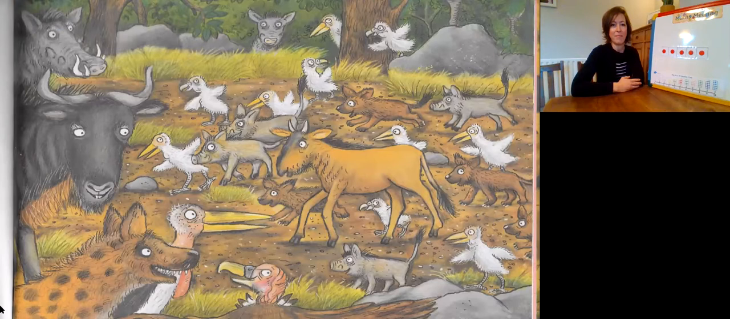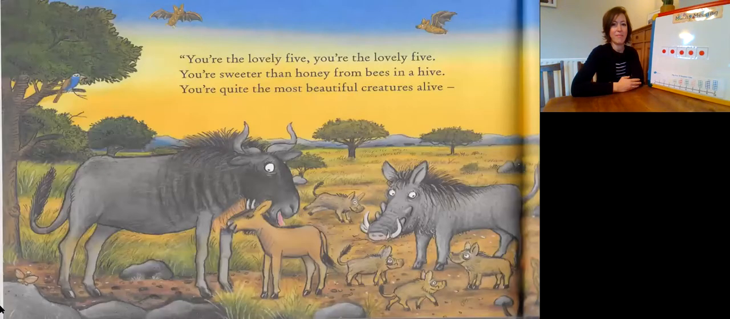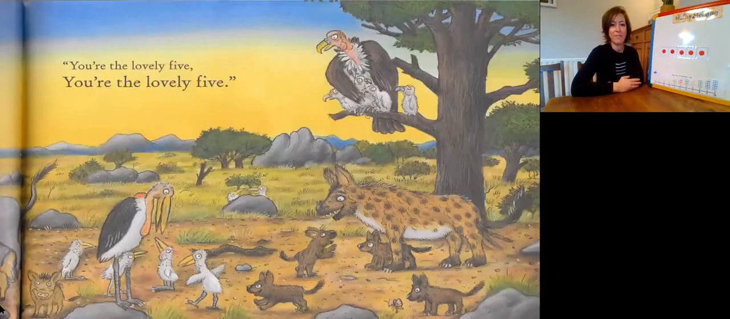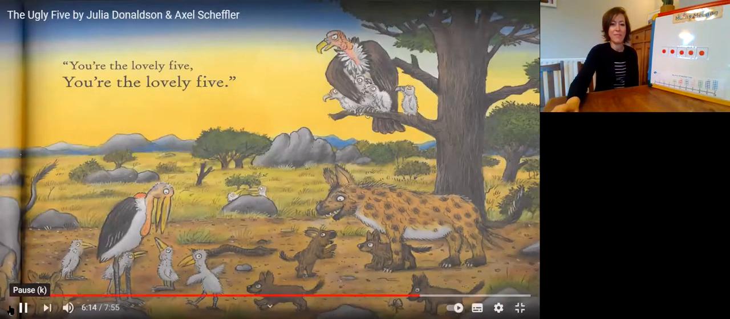We really don't think you look ugly at all. You're beauties, you're bombshells, the bells of the ball. You're kind and you're cuddly, you're brave and you're strong, and that is our reason for singing this song. You're the lovely five, you're the lovely five. You're sweeter than honey from bees in a hive. You're quite the most beautiful creatures alive. You're the lovely five, you're the lovely five.